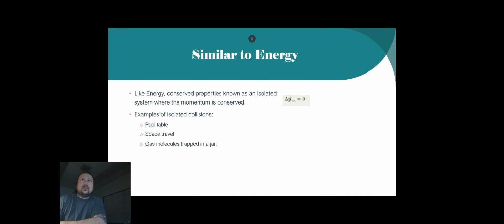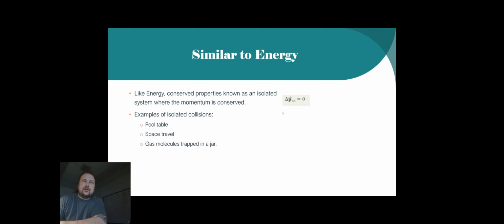Momentum's pretty similar to energy in the fact that if you have conserved properties, you can call it what they call an isolated system, right? Where all the momentum stays within the system. It is an isolated system where momentum is now conserved, which means you can take a change in momentum, which would be just mv final minus mv initial, and you'll get that equal to 0 if nothing has changed as far as momentum. Okay, so it's just like energy.